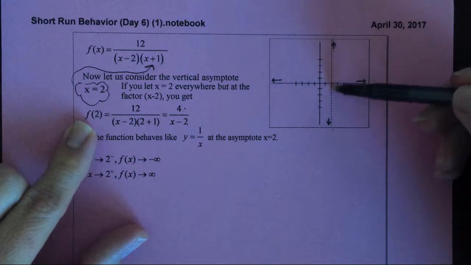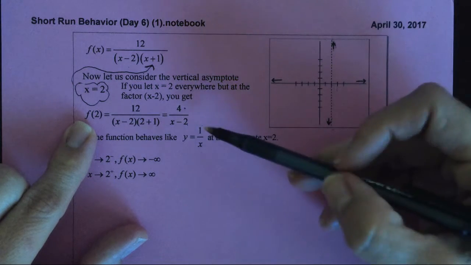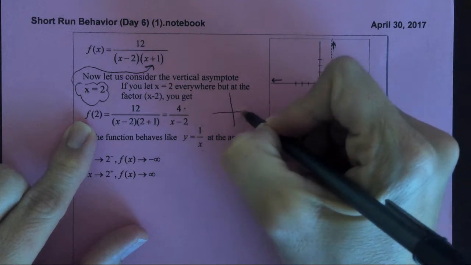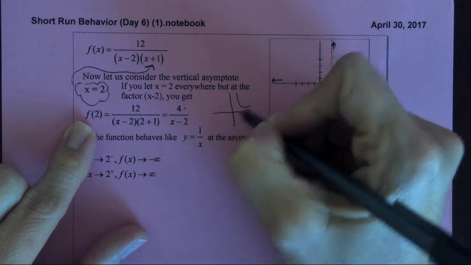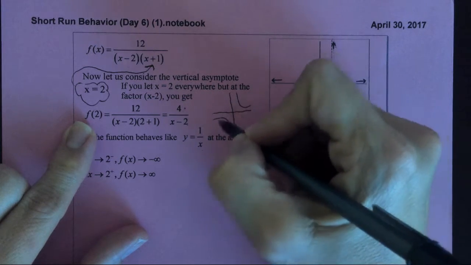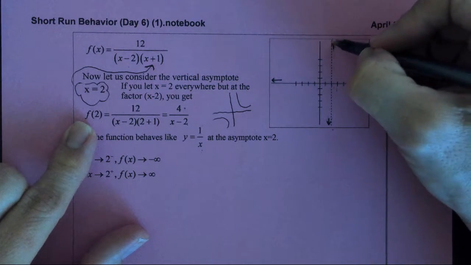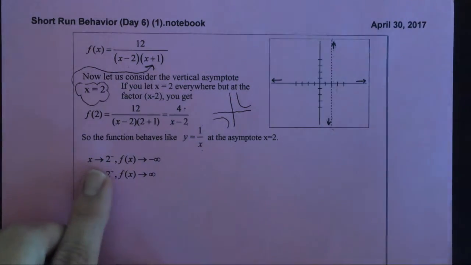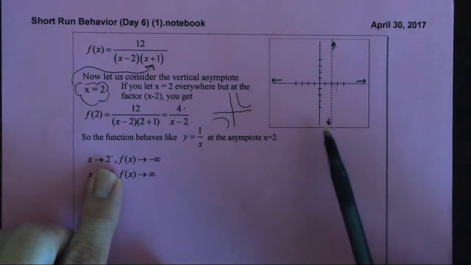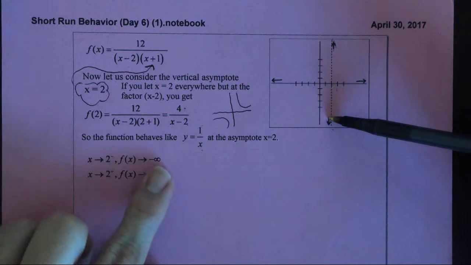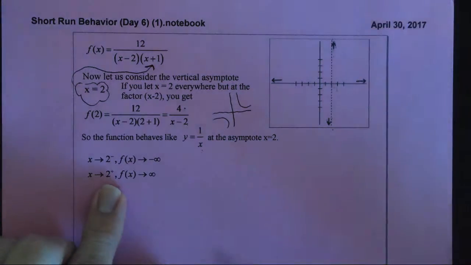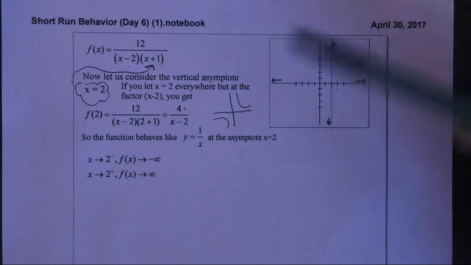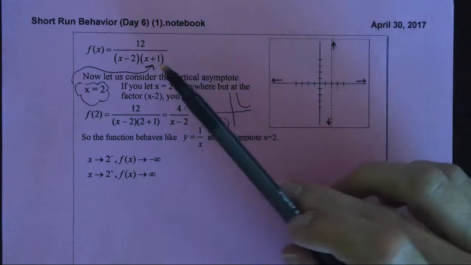So along this vertical asymptote, it's going to look a lot like a 1 over x, which means, remember 1 over x's and how they look. 1 over x's look like this. They go up on the right, down on the left. So I'm going to go up on the right of 2 and down on the left of 2. So as x approaches 2 from the left, we're going to go down, negative infinity. As x approaches 2 from the right, we're going to go up. That's the first part.